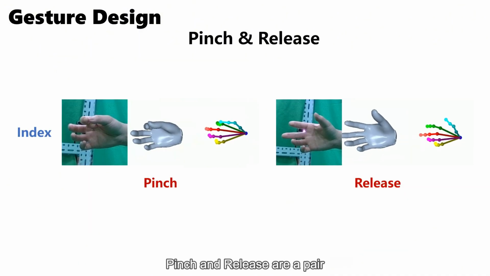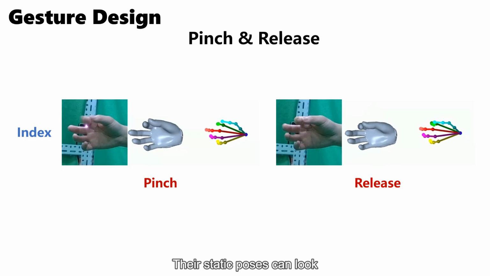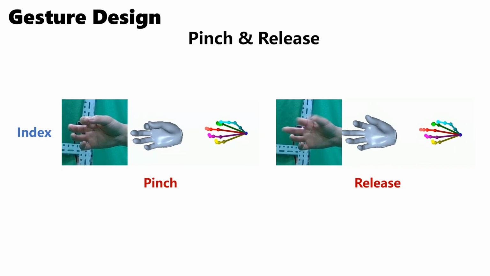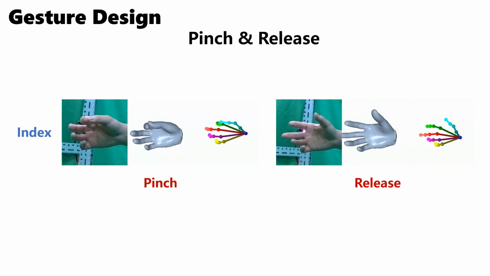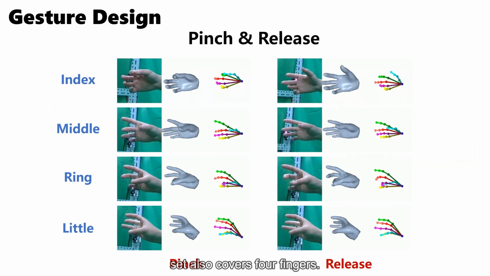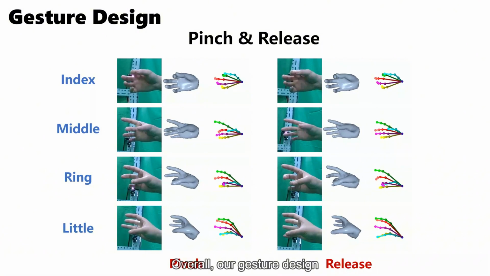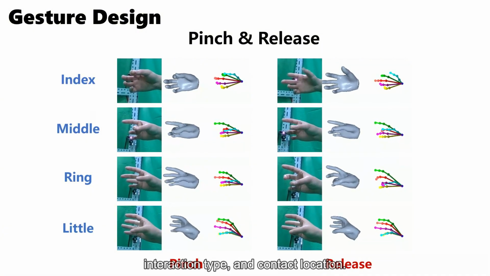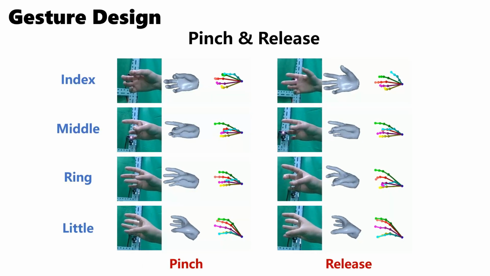Pinch and release are a pair of opposite motion patterns. Their static poses can look similar, but their motion directions are different. The complete pinch and release set also covers 4 fingers. Overall, our gesture design combines finger identity, interaction type, and contact location.